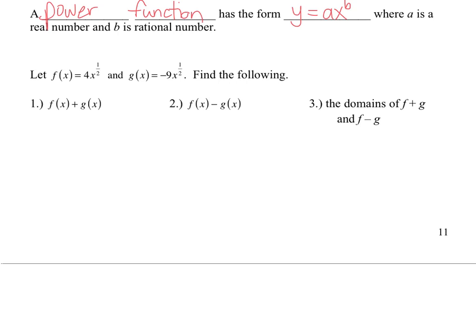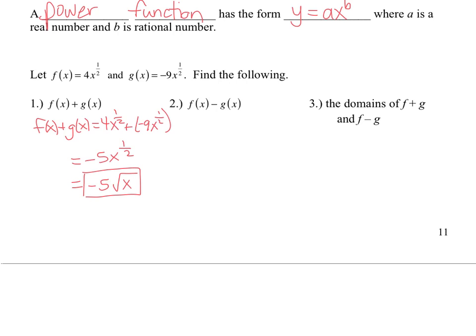So if we add these functions together, f of x plus g of x will equal 4x to the 1/2 plus negative 9x to the 1/2. Well, we have the same variable with the same exponents, so we can combine like terms. 4 take away 9 is negative 5x to the 1/2. We don't like to leave fractional exponents. Remember that 1/2 really means the square root. So we have negative 5 times the square root of x.